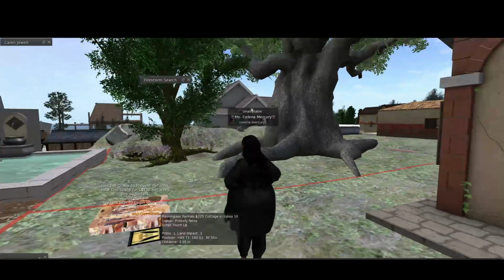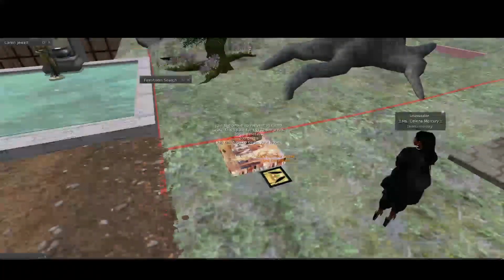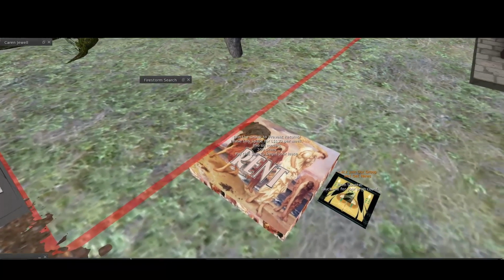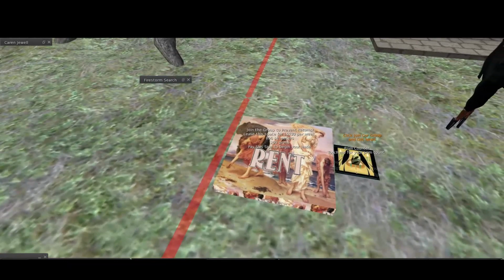This is adorable, and this is reasonable. Join the group to prevent returns. Lease the space for 130 Linden per week. 896 square meters. 200 Prims. Pay the sign to begin your lease.